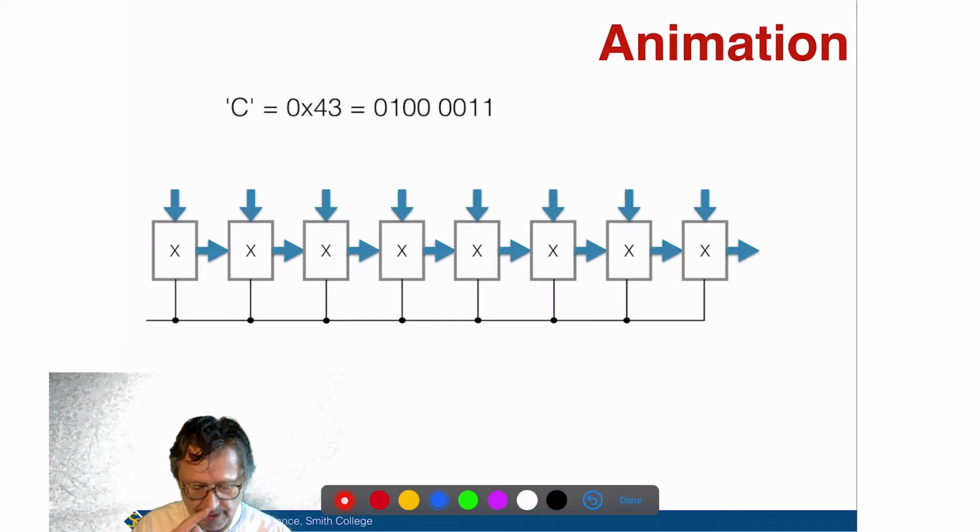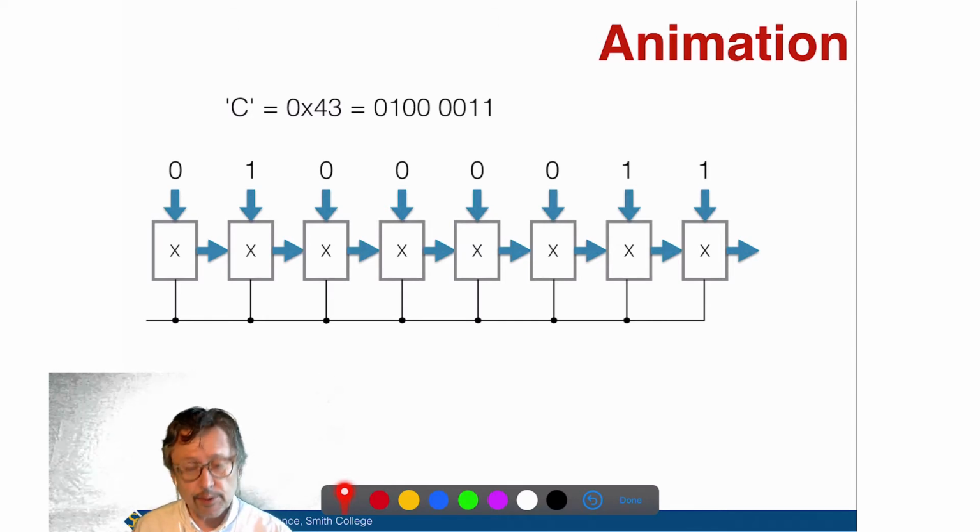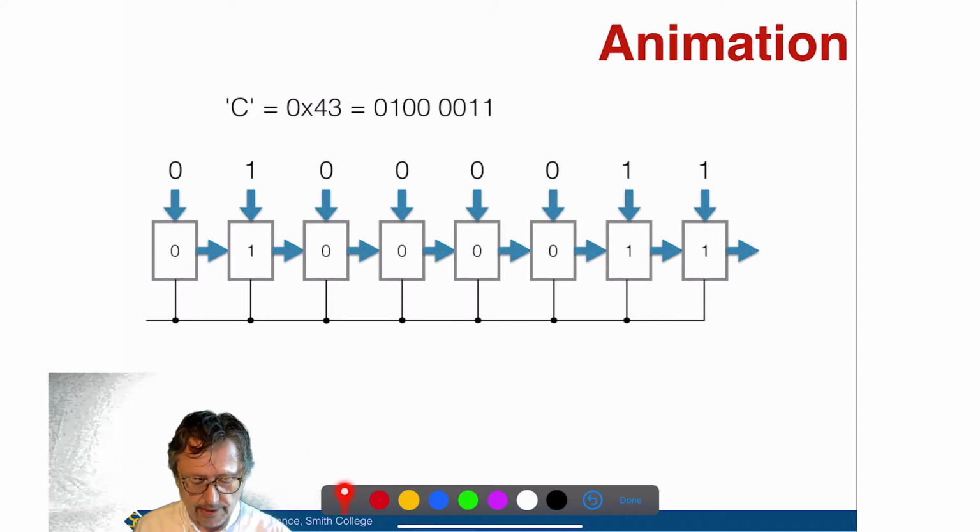So let's assume that I want to send the character C, uppercase C, which is 0x43 in hexadecimal, or 0, 1, 0, 0, that's 4, and then 0, 0, 1, 1, that's 3. So the first thing that I will want to do is to present that binary pattern to my shift register. So here I have 8 flip-flops. So the first time I need the top path, the up down blue arrows, to be connected to the D input of the flip-flop, and then I'm going to load them. So I see that now my flip-flops contain 0, 1, 0, 0, and then 0, 0, 1, 1.